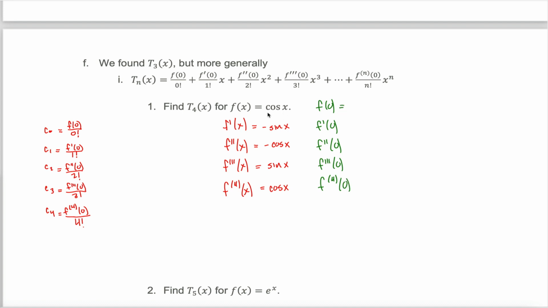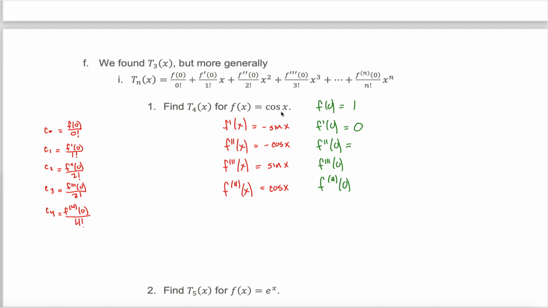Probably harder to write than they even are to figure out. For f of 0, I think back to my unit circle. The cosine of 0 is equal to 1. For f prime of 0, I need to know the negative of the sine of 0, but the sine of 0 is just equal to 0, and the negative of 0 is just equal to 0.